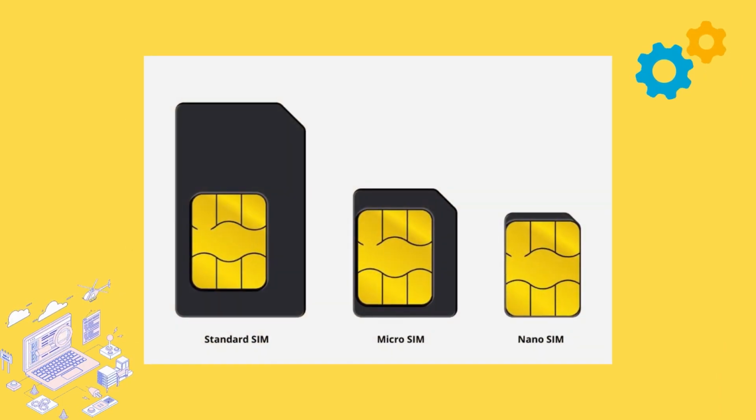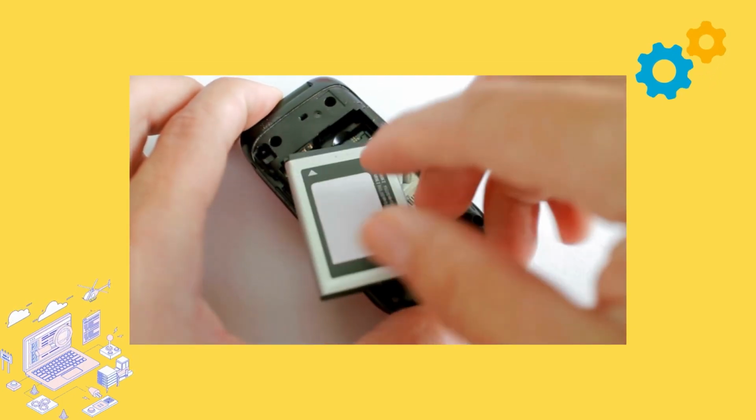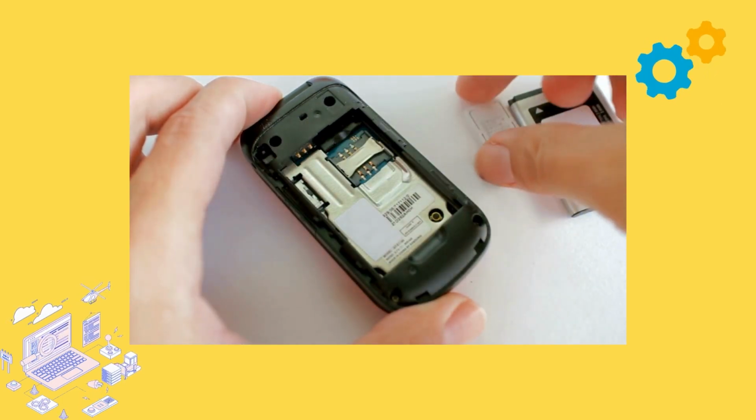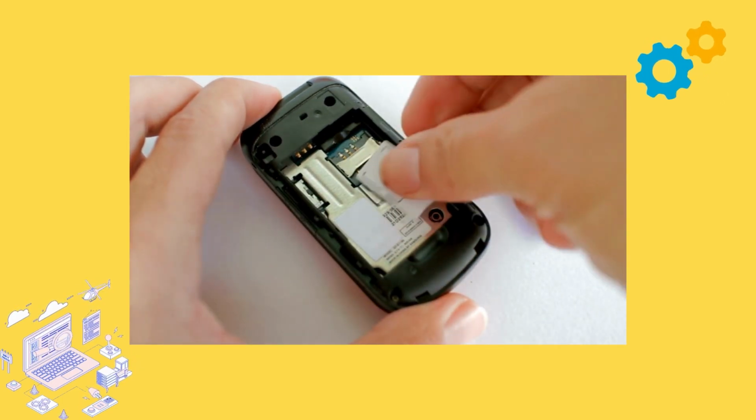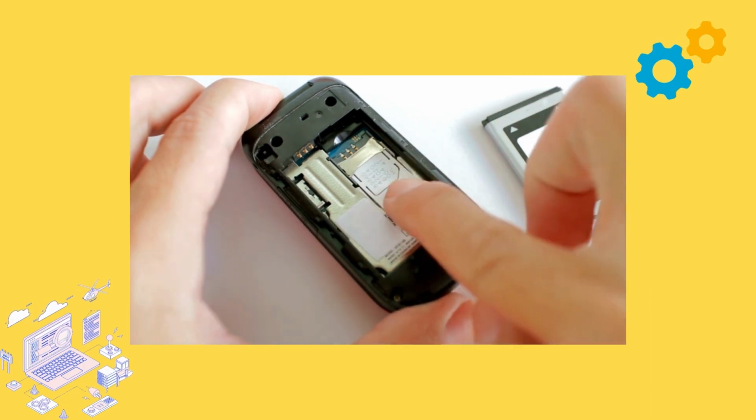SIM cards come in different sizes, but they all serve the same purpose. They allow you to switch devices by simply transferring the SIM card, making it easy to keep your phone number and service when upgrading or changing phones.